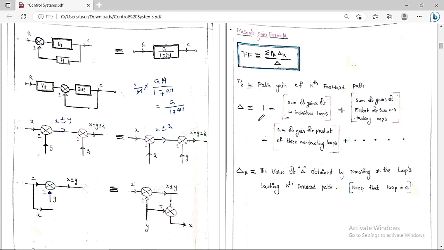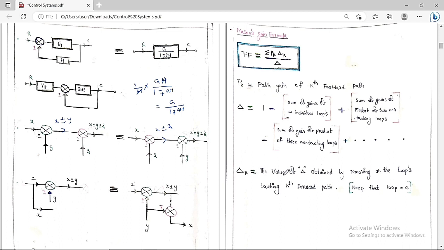What is delta? Delta is equal to 1 minus the sum of gains of all individual loops, plus the sum of gains of the product of two non-touching loops, minus the sum of gains of the product of three non-touching loops, and it goes on. So this is the value of delta, always plus, minus, plus, minus. So then what is delta k?